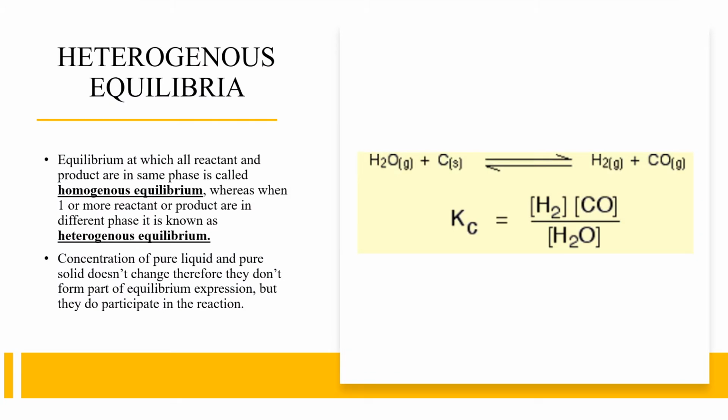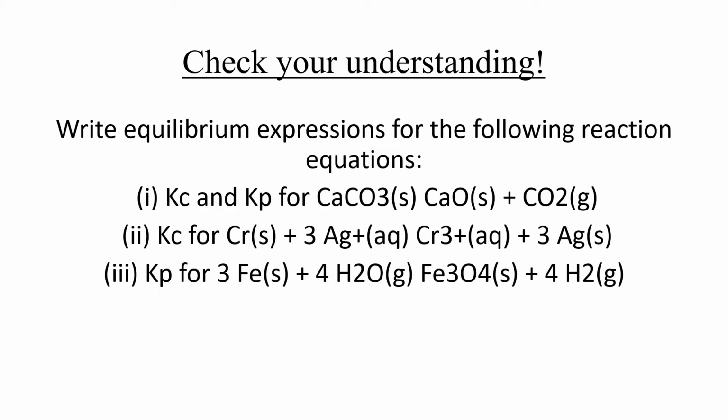Heterogeneous equilibria. Equilibrium at which all reactants and products are in the same phase is called homogeneous equilibrium, whereas when one or more reactants or products are in different phases, it is known as heterogeneous equilibrium. Concentration of pure liquid and pure solid doesn't change, therefore they don't form part of the equilibrium expression, but they do participate in the reaction. You may want to pause the video and attempt these questions to check your understanding.